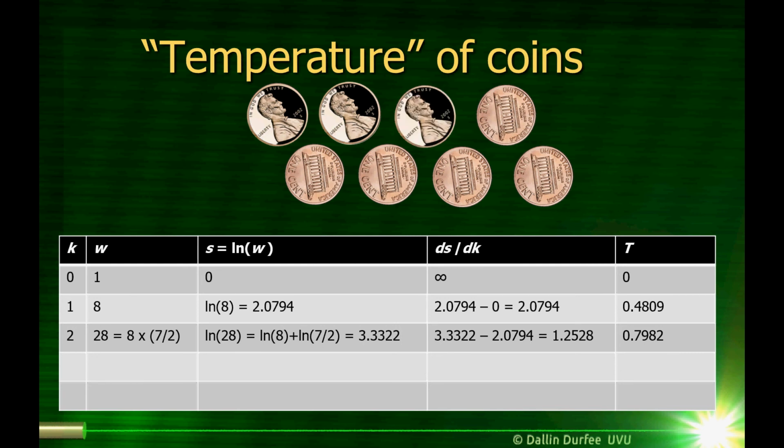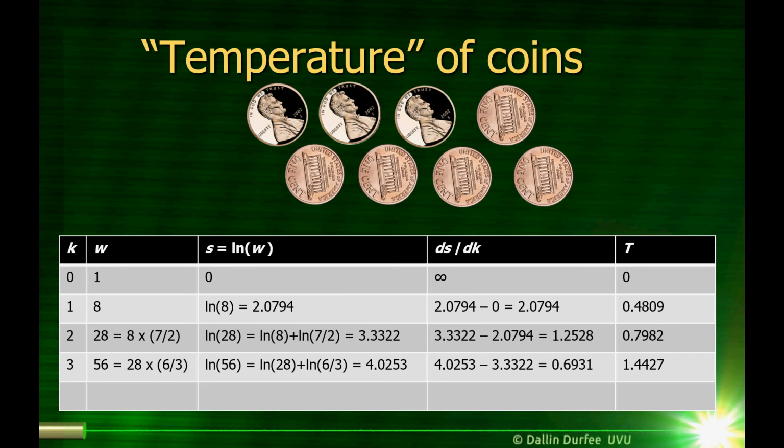If I have 3 coins that are heads up, that's 56 microstates that correspond to that macrostate. We go up from what we had before by a factor of 6/3. All right, and so our entropy is just the natural log of 56, which is the natural log of the number of microstates we had before plus natural log of 6/3, because we now have a factor of 6/3 more microstates. And you can find the change in entropy by going up by 1 unit of heat, and our temperature then is 1 over that, all right?